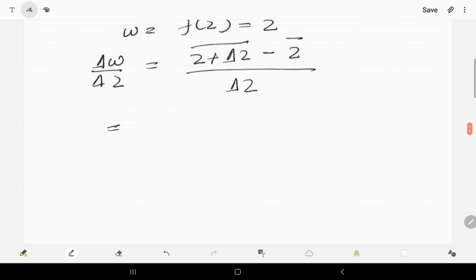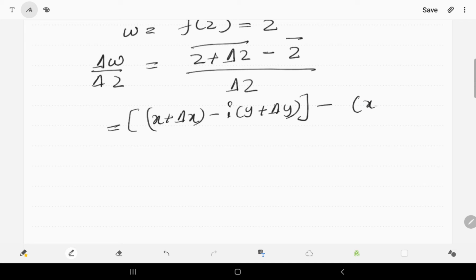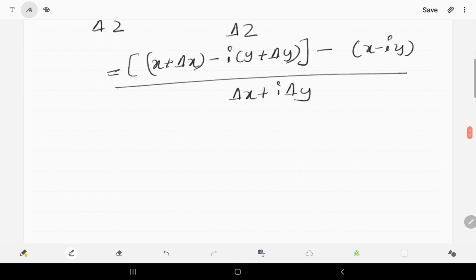But this is nothing but z is x plus iy. So here z bar is there, that is (x plus delta x) minus i into (y plus delta y), because z bar is x minus iy. So minus (x minus iy), whole divided by delta x plus i delta y, because delta z is equal to delta x plus i delta y.